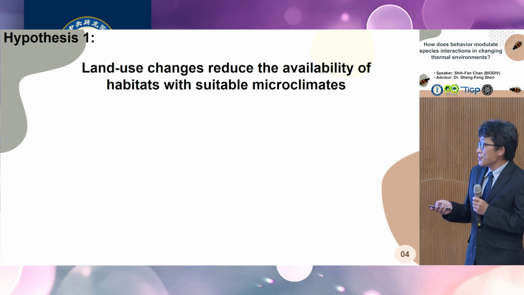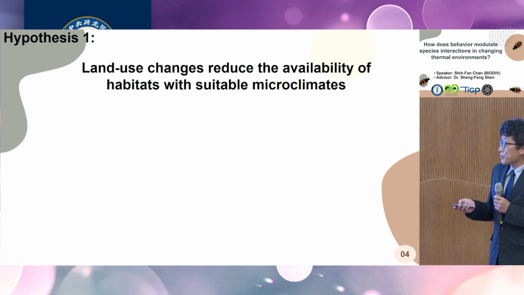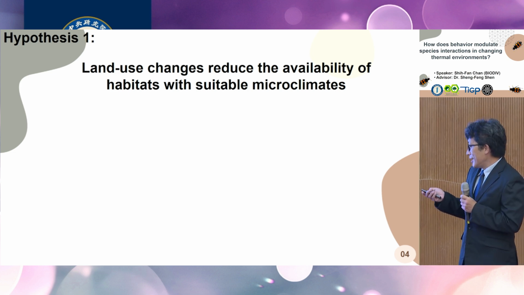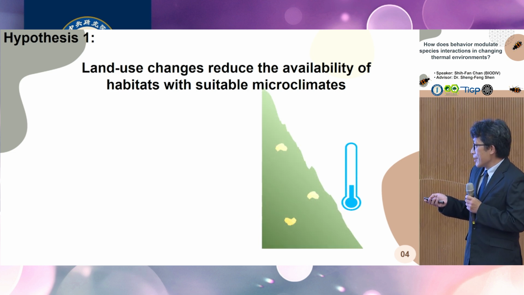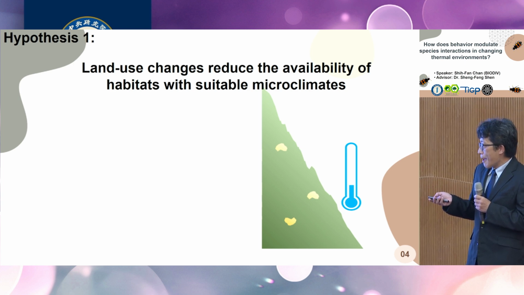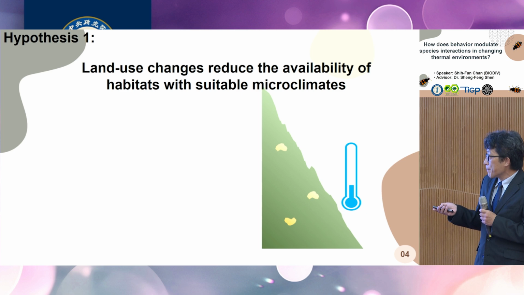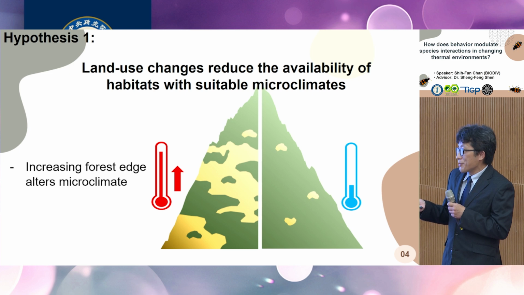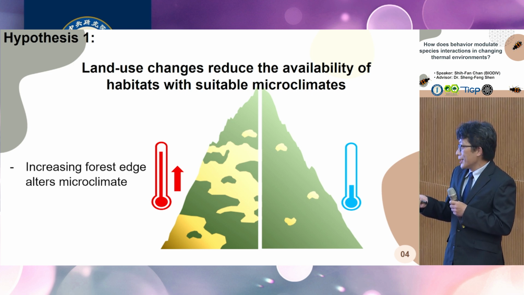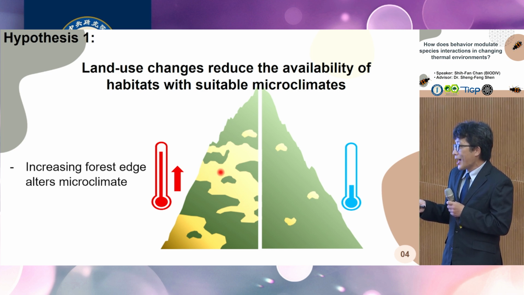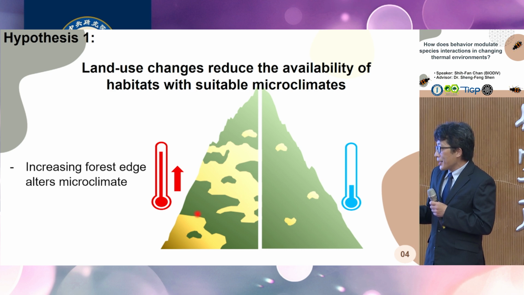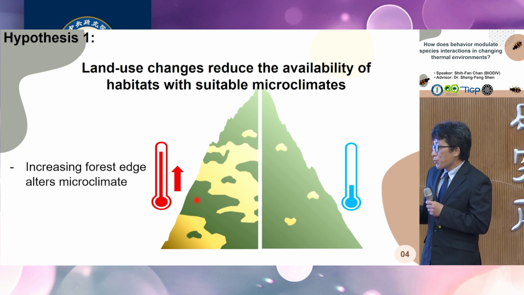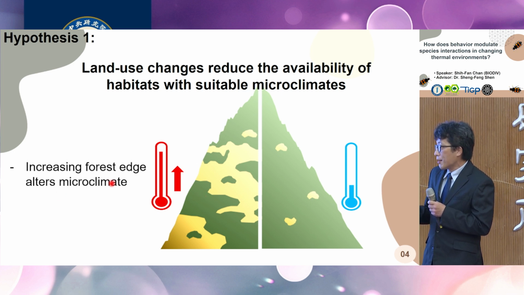The first is that land use changes reduce the availability of habitats with suitable microclimate. We can easily imagine that in an intact forest habitat, the temperature is relatively low. However, if land use change happens, here the land use change means deforestation, in the deforested habitat the temperature may become high. However, even in the remaining forest patch, the temperature will also become high and unsuitable for some organisms because of the increase of forest age.